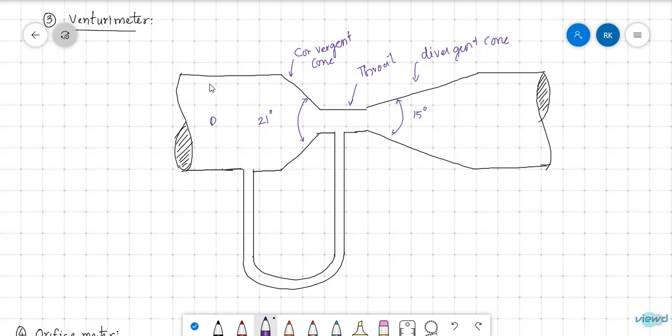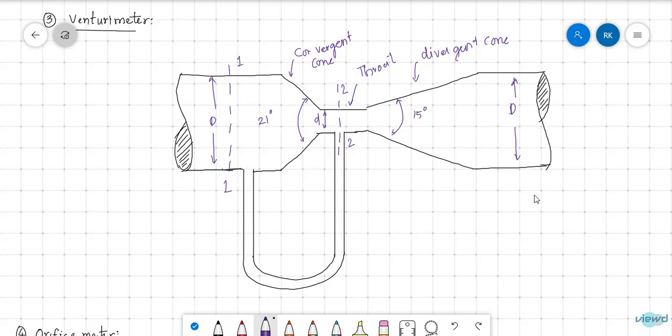The pipe diameter is D. Here at exit also the pipe diameter is D. And the throat diameter is small d. And what are the dimensions? Here there is the first section, and the second section is at the throat. So this is 2, 2.